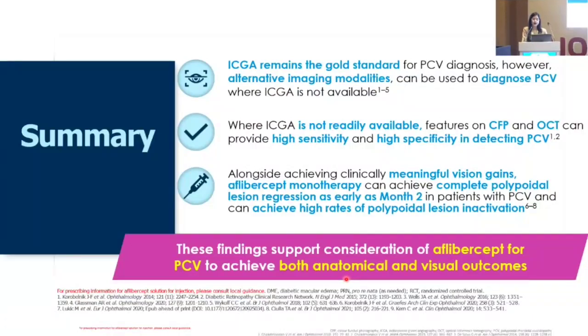So to summarize, ICG remains the gold standard for the diagnosis of PCV. However, alternative imaging modalities like color fundus photography and OCT can be used where ICG is not available. Alongside achieving clinically meaningful vision gains, aflibercept monotherapy can achieve complete polypoidal lesion regression as early as month 2 in patients with PCV and can achieve higher rates of polypoidal lesion inactivation. So these findings support consideration of aflibercept for PCV to achieve both good anatomical and visual outcomes.